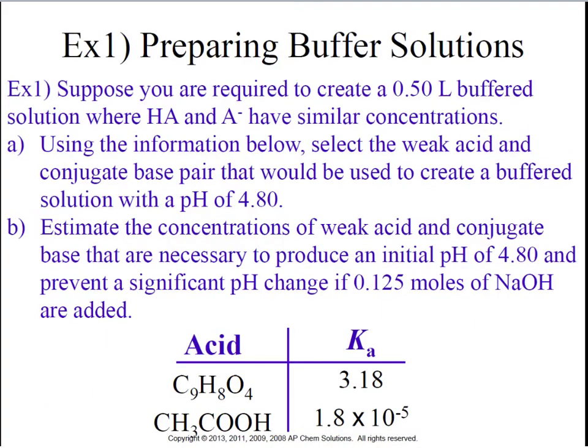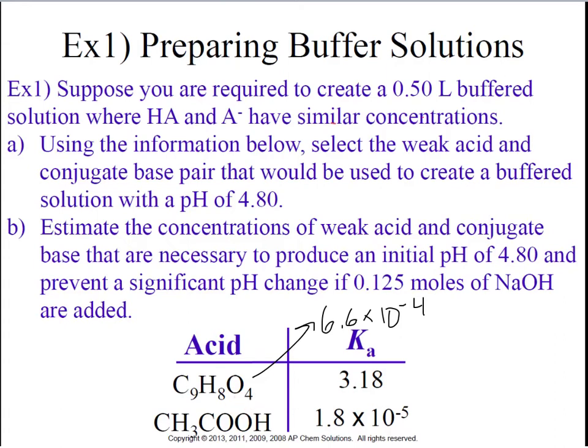So here's an example. Let's say we want to create half a liter of a buffered solution that's buffered at about 4.80. And we want to have similar concentrations of HA and A minus, which means that we want to get one that has a pKa pretty close to 4.80. So down here on this little chart, there's actually a typo, 3.18. That would be the pKa of C9H8O4. The Ka value for that acid is actually supposed to be 6.6 times 10 to the negative fourth. And so the negative log of the Ka, that would be the pKa, for this acid is 3.18.